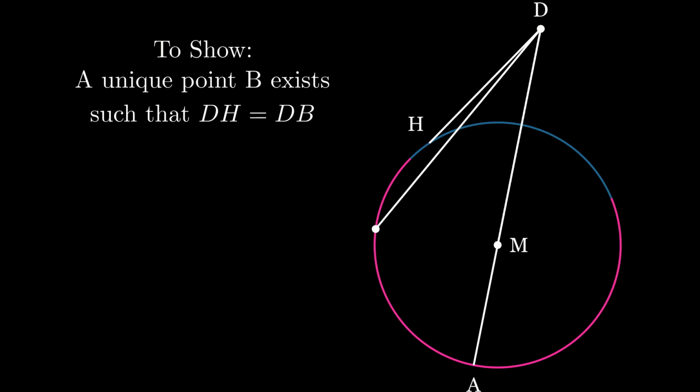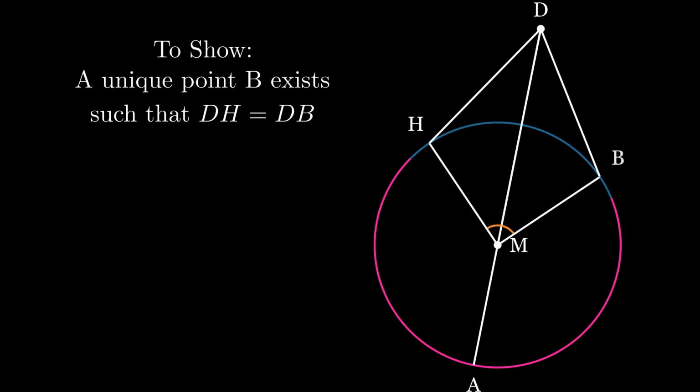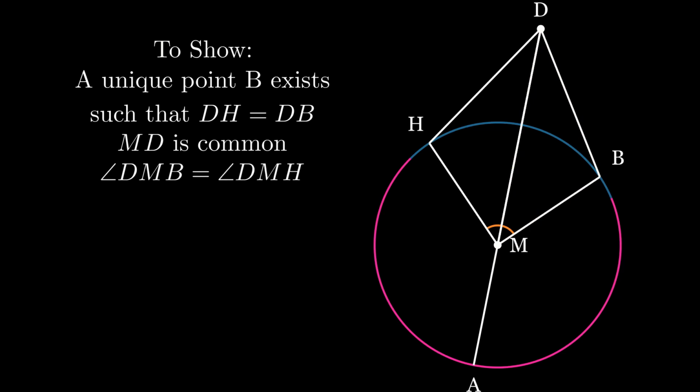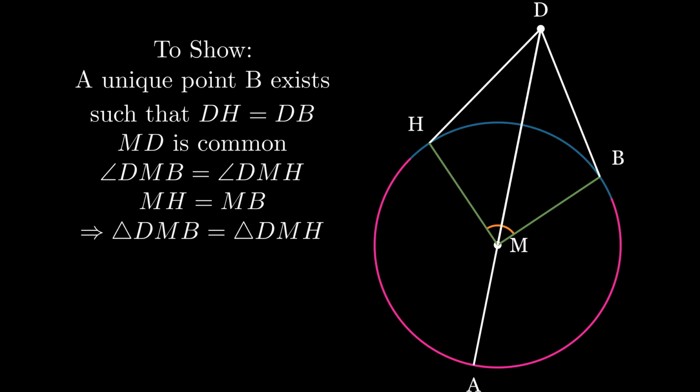To prove that such a point exists, draw MB such that angle DMB is equal to angle DMH. Now noticing that we have two triangles that share MD, that have two angles equal, and that MH is equal to MB, being radii of the same circle, these two triangles are therefore equal and DH will equal DB.